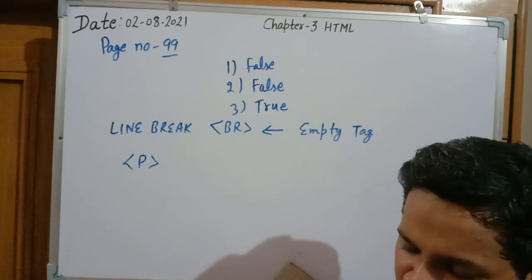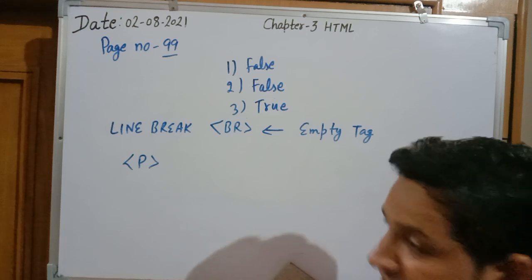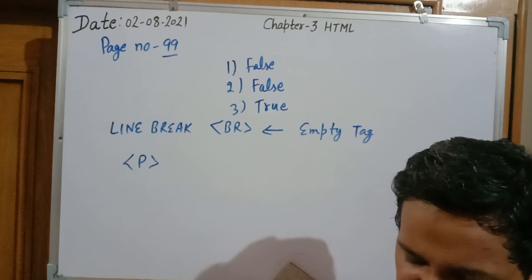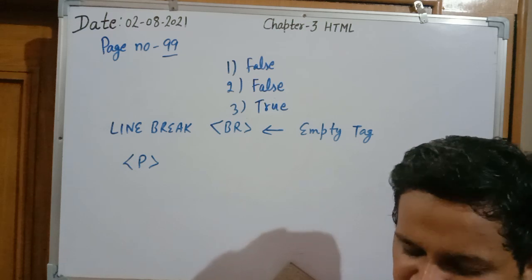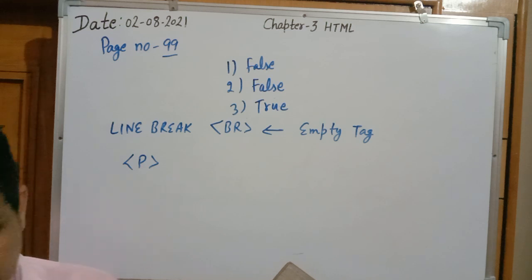"I am writing the computer books." Afterward, again BR is there, and it will go to the next line. It is the line break. And again it is written, "This is my first CBSE book." It will go to the third line. So this is the use of line break. The text will move to the next line automatically after giving the BR tag.